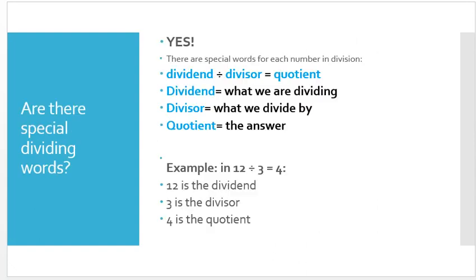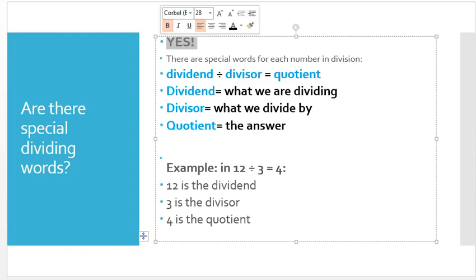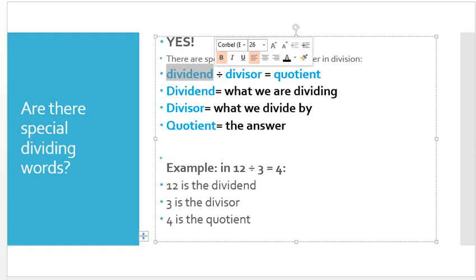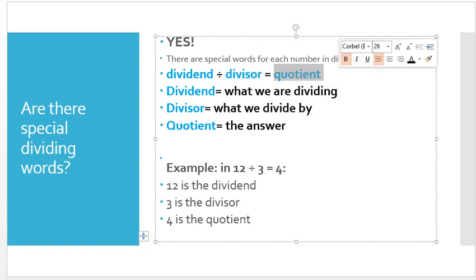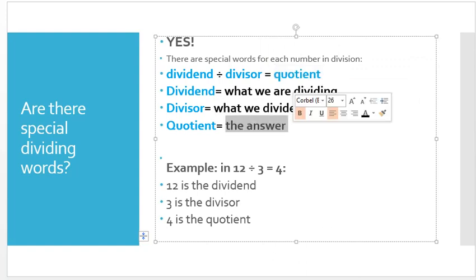Are there special dividing words? Well, the answer to that is yes. Just like there were special multiplication words, there are special words for each number in division. So we have the dividend, which means what we are dividing. Then we have the divisor, which is what we are dividing by. And then we have the quotient. And the quotient is the answer. It's a fancy word for answer. You can either call it quotient, like they do in North America, or quotient, like they do in the UK.